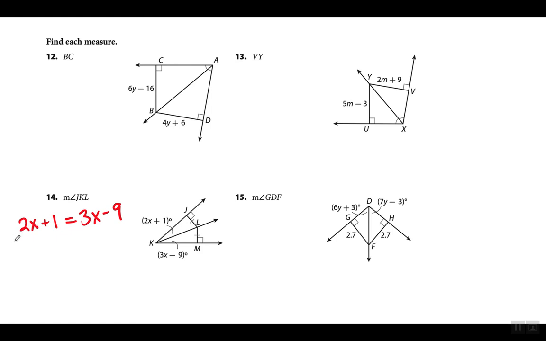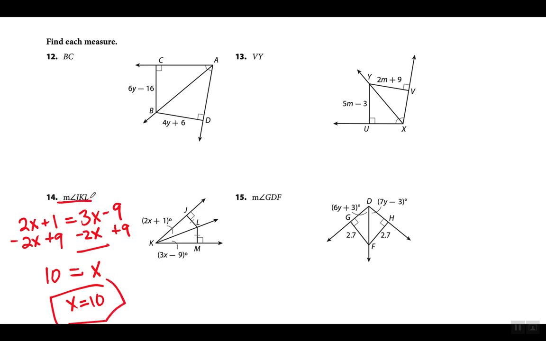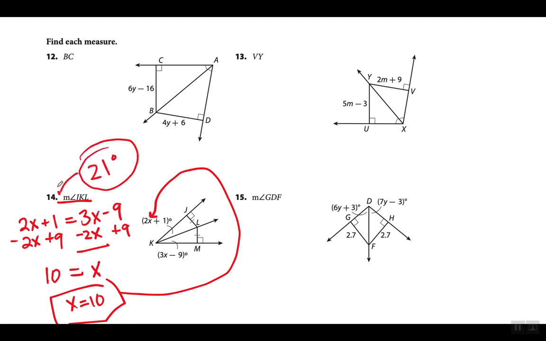So I'm gonna move the 2x to the right by subtracting to both sides. 3x minus 2x is 1x. Move the minus 9 to the left by adding 9 to both sides. 1 plus 9 is 10. So x equals 10. But the question is, what is the measure of angle JKL? So now I got to substitute by plugging in the 10 right there. 2 times 10 is 20. 20 plus 1 is 21 degrees, and that is my answer.